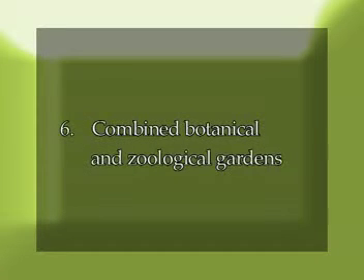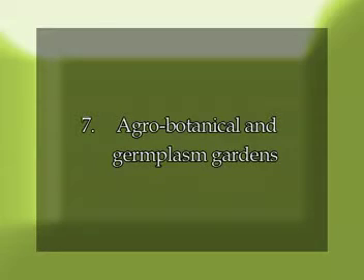Number 6, combined botanical and zoological gardens are currently reassessing the roles of their botanical collections. Plant collections are being researched and developed that provide habitats for the displayed fauna, and interpretation of these habitats to the general public is an important element. Number 7, agro-botanical and germplasm gardens function as an ex situ collection of plants of economic value or potential for conservation, research, plant breeding, and agriculture.